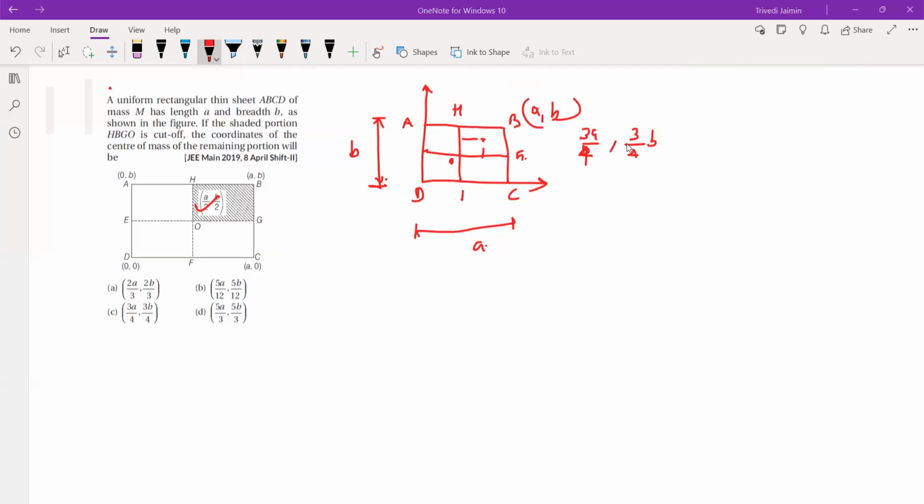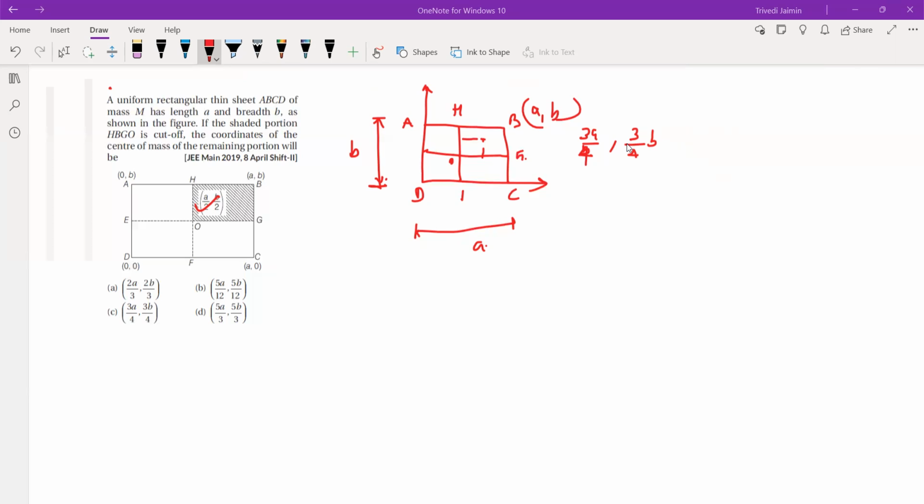So if the shaded portion HBOG is cut off, the coordinates of the center of mass. Okay. So have you subtracted? Because we need to subtract this, because they are saying the shaded portion is cut off. So what will be coordinates of center of mass now? 3A by 4, 3B by 4, that is correct. But it is center for that box. Now we need to find center of this lamina. Lamina means the remaining part, remaining lamina.